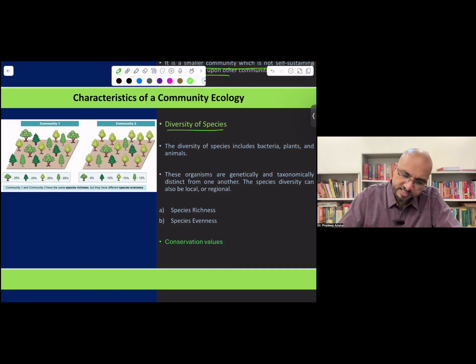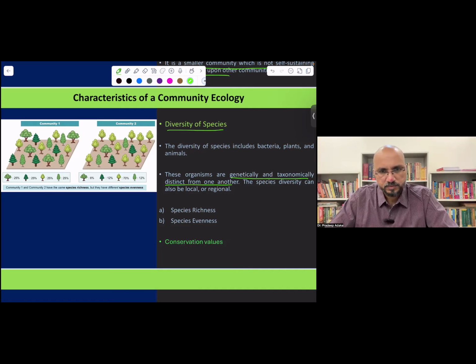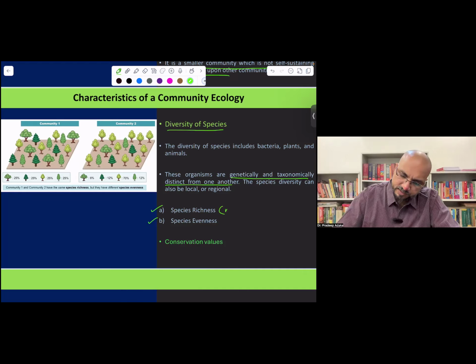So species diversity includes bacteria, plants, animals, all the species, because in a major community you have all types of organisms. These are genetically and taxonomically distinct from one another. Species diversity can be at local or regional level, in a small area or a larger area. Now, when we say diversity of species, we have subcomponents in that: species richness and species evenness. These are two concepts within diversity of species. Species richness is actually the number of species.